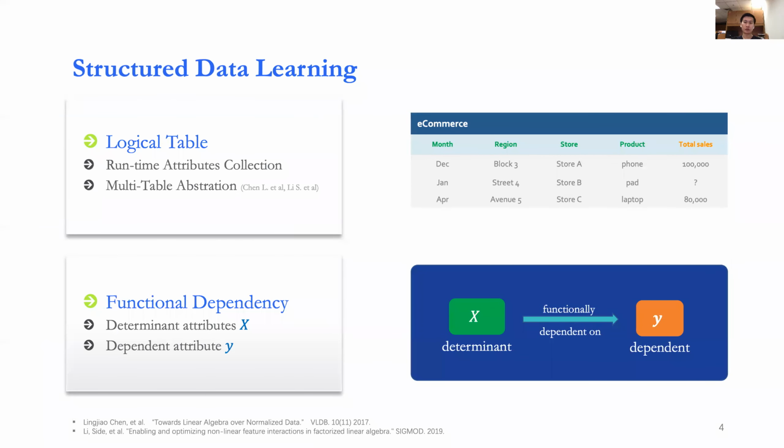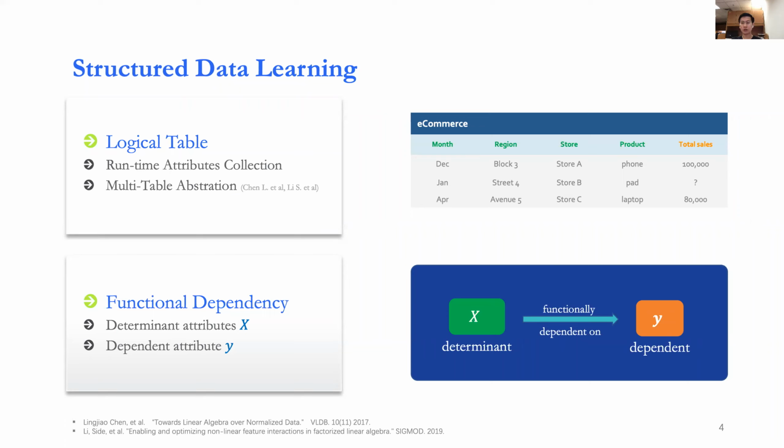Now let's formally introduce the structured data learning problem. So the input data for structured data learning can be viewed as one logical table of n rows and m columns, which can be extracted from relational databases via core relational operations, for example, projection, join, and aggregation of relevant tables in the database. The logical table abstraction can be achieved by, for example, collecting relevant features on the fly or via the abstraction of a multi-table view.